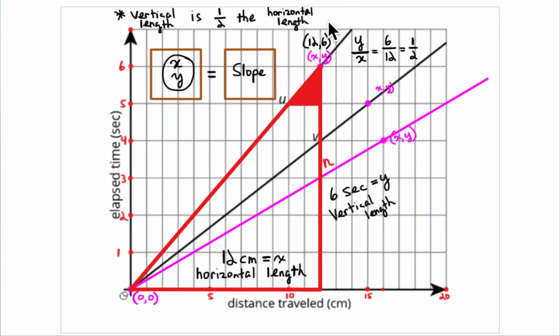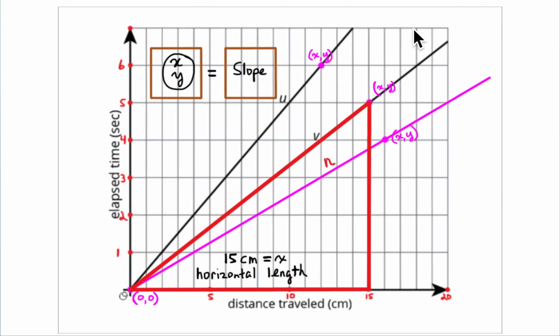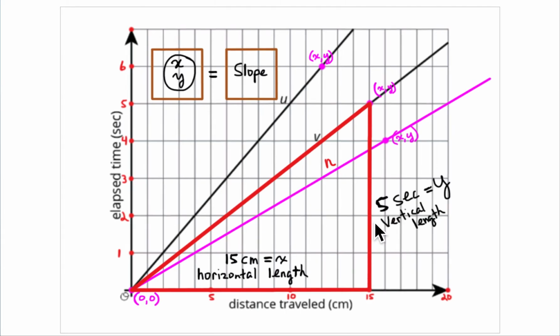That helps you write the equation. The vertical length, which is y in this case, is equal to 1/2 the horizontal length, which is x. So y is equal to 1/2 x for the ladybug. For the ant, same idea. The horizontal length is 15 centimeters, but the vertical length is going to be 1/3 of this 15 centimeters. So the vertical length is going to be 5 centimeters. 5 seconds. So the unit is 5 seconds.